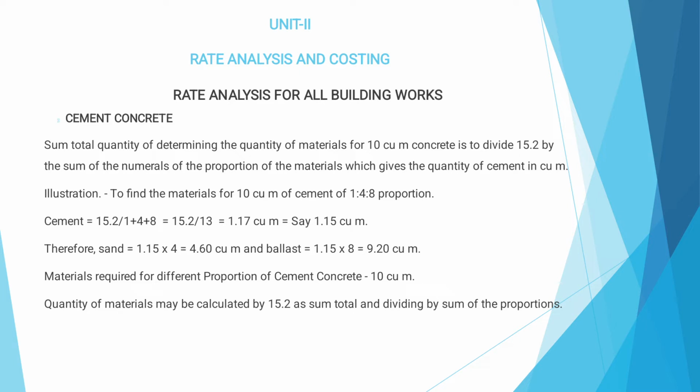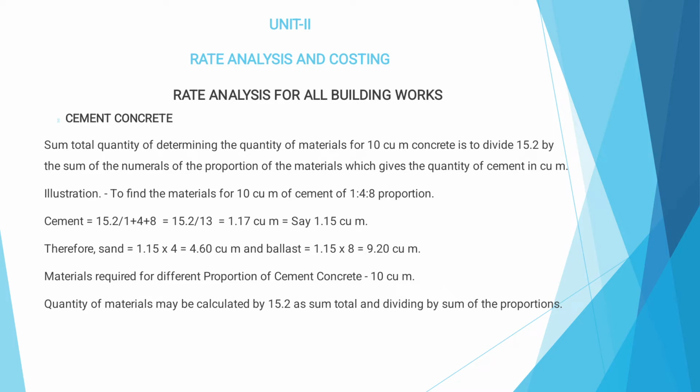Then calculate the sand. Sand is equal to 1.15 into 4, the ratio of sand. So 1.15 into 4 is equal to 4.60 cubic meter. This is the sand value. Then calculation of ballast. Ballast is equal to 1.15 into 8. So, 1.15 into 8 is equal to 9.20 cubic meter, that is the ballast value.